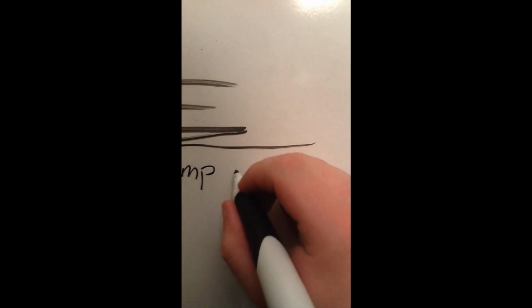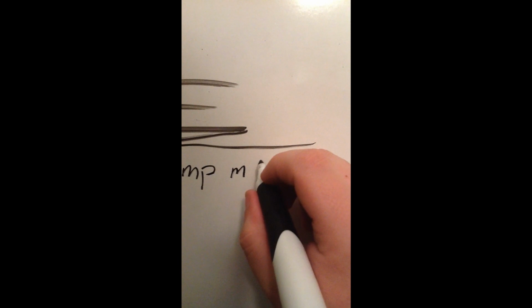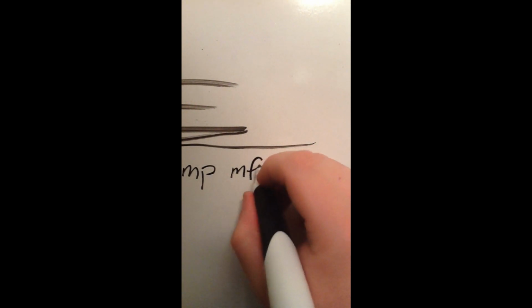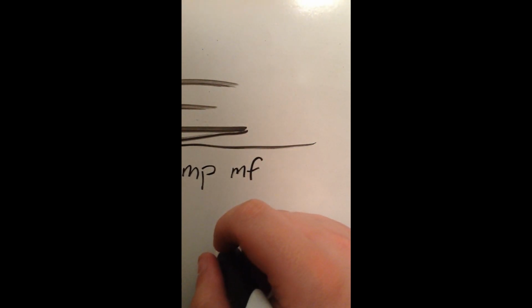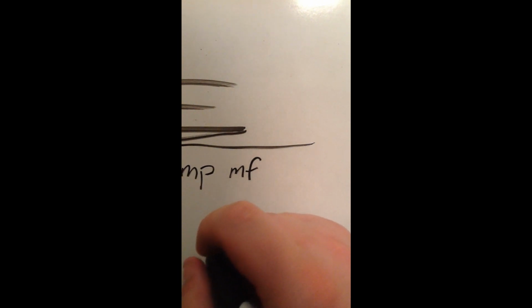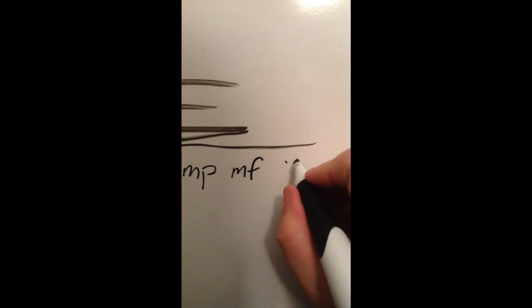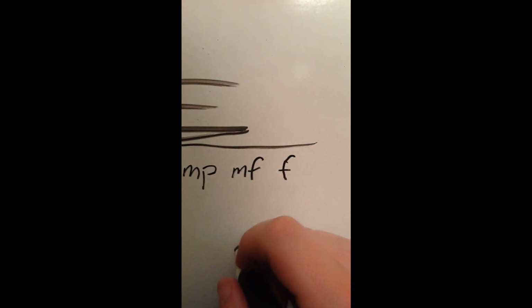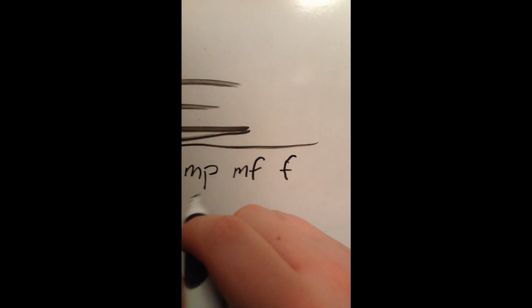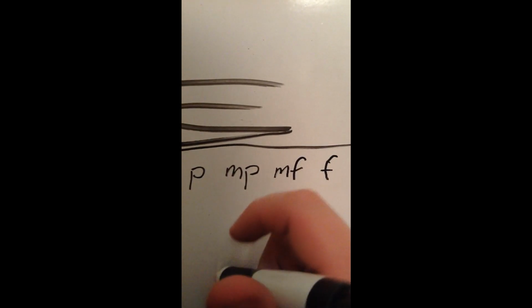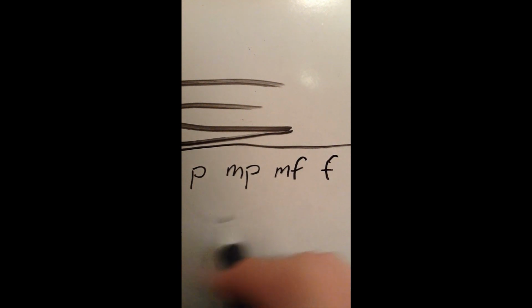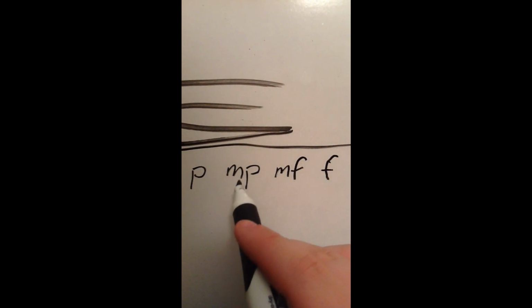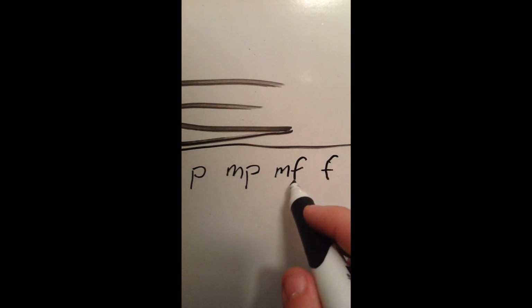Then the next dynamic marking we have is MF, or mezzo forte. Okay. The next one we have is 1 F, and that is forte. Now when you have mezzo, it's medium or middle. So you have piano, and then you have forte. So this is like medium soft and medium loud. Mezzo piano and mezzo forte.